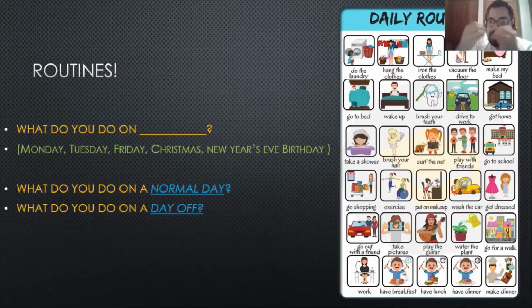Put on makeup, all right? Talking about girls normally, all right? El maquillaje, ponerse maquillaje. Put on makeup. Wash the car. That's really important, to wash the car. Then we have get dressed. Okay, el vestirse, right? Get dressed. Go out with friends or with a friend over here. Take pictures. That's really common nowadays.